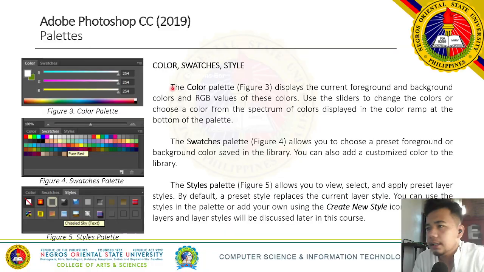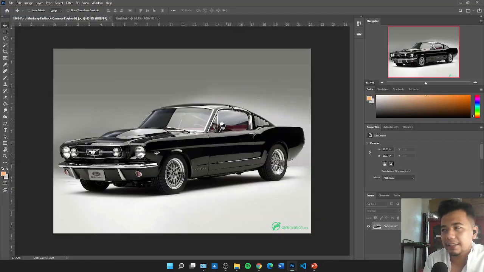Right? The color palette displays the current foreground and background colors and RGB values for these colors. Use the sliders to change the colors or choose a color from a spectrum of colors displayed in the color ramp at the bottom of the palette. That's a lot of colors. But anyway, when we say color palette, here it is.